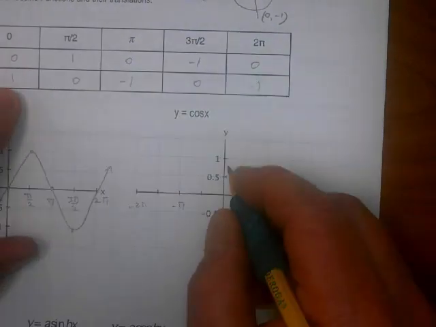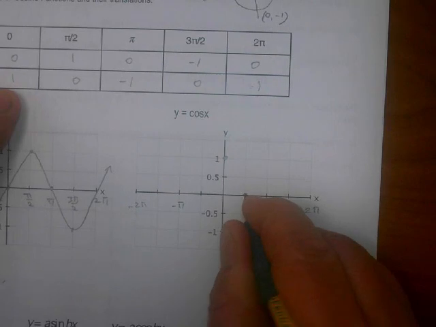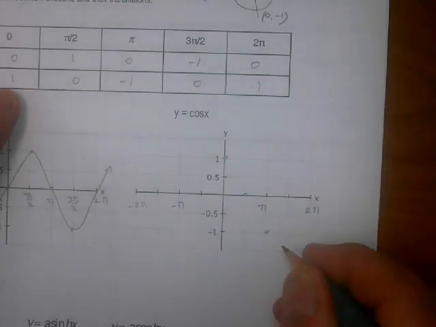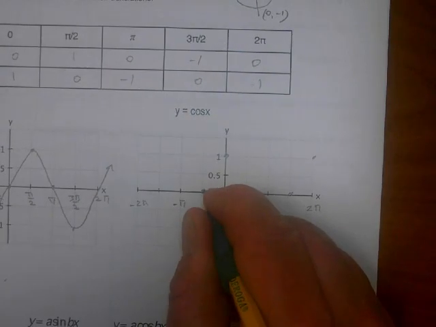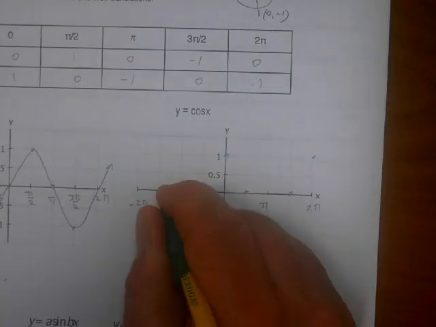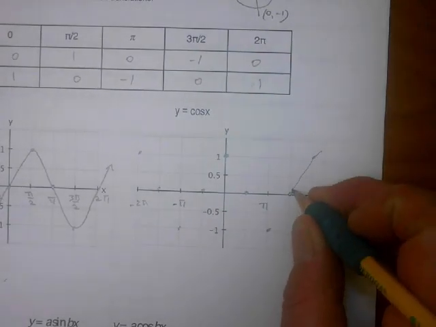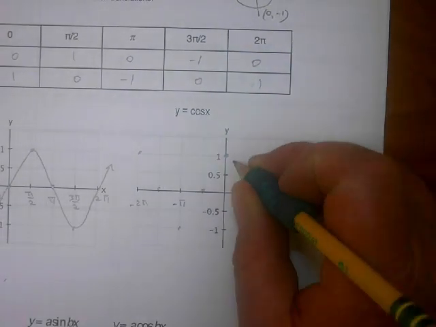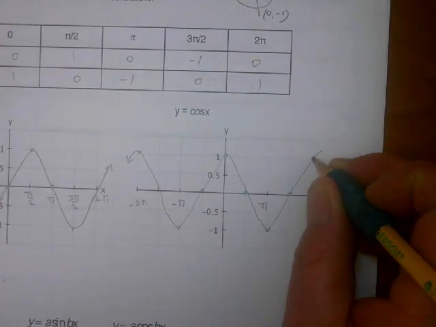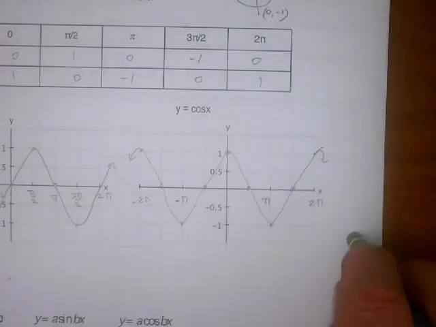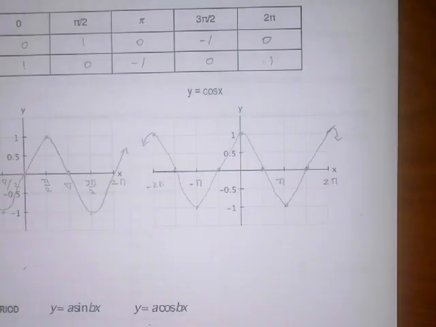Now let's go ahead and follow this along. So at 0, this is 1. At pi over 2, cosine is 0. At pi, cosine is negative 1. 3 pi over 2 is 0. And at 2 pi, it's 1. And it's going to repeat that pattern on the other side of the y-axis. So this is what your cosine curve is going to look like. Like we want to say here with the cosine curve, is that it starts at the top.